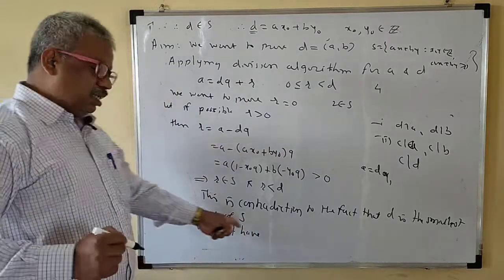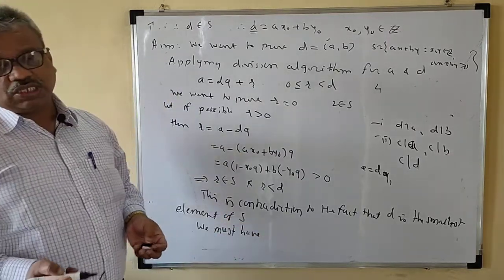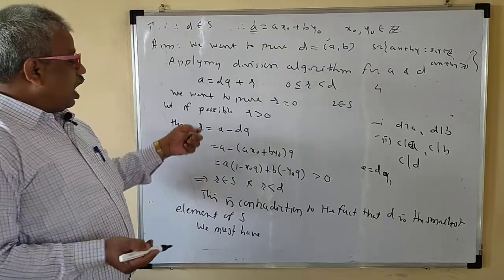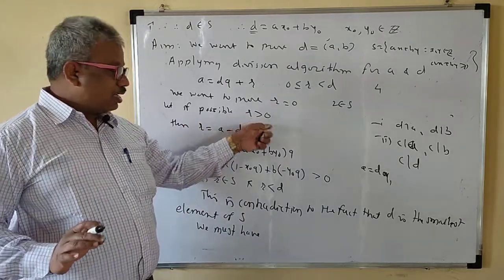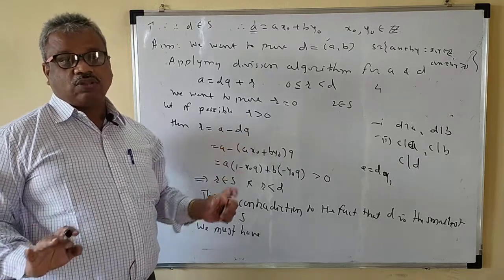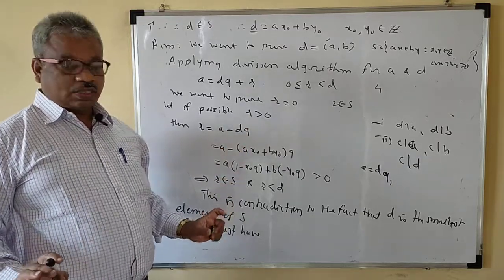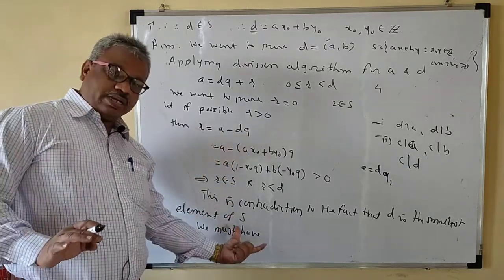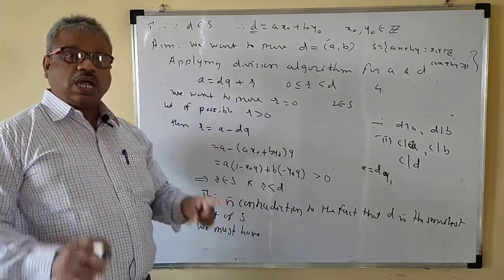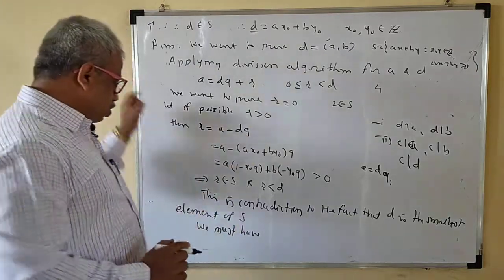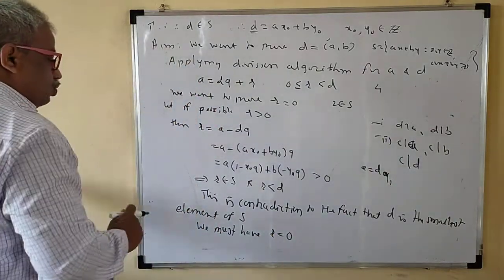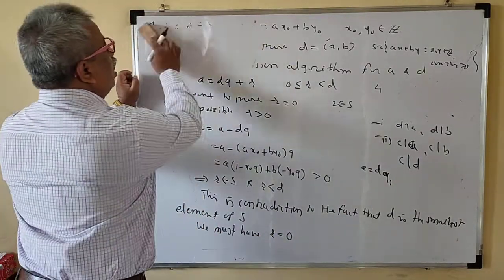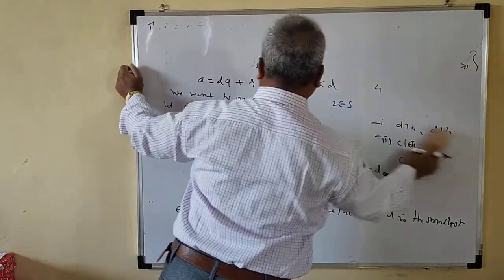So why do we get this contradiction? Because our supposition is wrong. What is our supposition? r not equal to 0, that means r greater than 0, is our supposition. Due to the wrong supposition, we get the wrong answer. That means r must be 0. So therefore we must have r equal to 0. So r is equal to 0 means what?